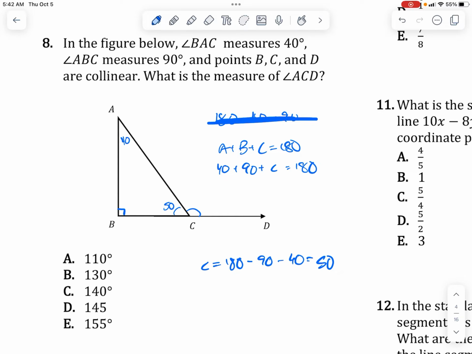Now, obviously 50 is not even an answer option, so you can't make this mistake, but just label this. And now, given that this is collinear, right? What does that mean? That means that BCD is just a straight line. And the angle measure of a straight line is always 180 degrees.